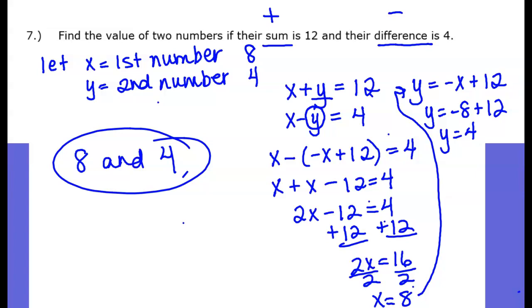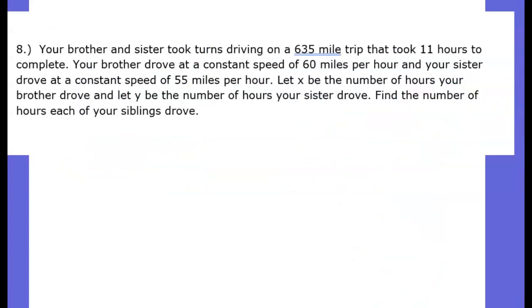Looking at the next example, it says your brother and sister took turns driving on a 635-mile trip that took 11 hours to complete. Your brother drove at a constant speed of 60 miles per hour and your sister drove at a constant speed of 55 miles per hour. Let x be the number of hours your brother drove and let y be the number of hours your sister drove. Well, in this case, they gave us the let statement. X is equal to hours for the brother, and y is the hours for the sister.